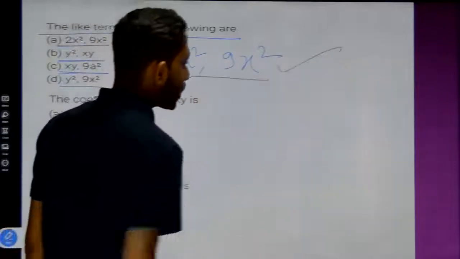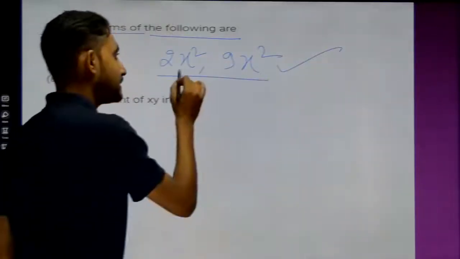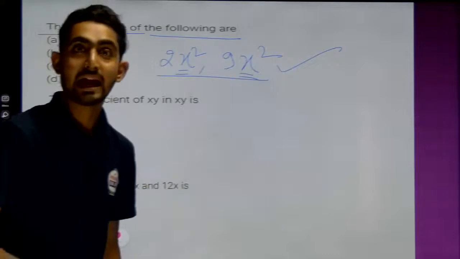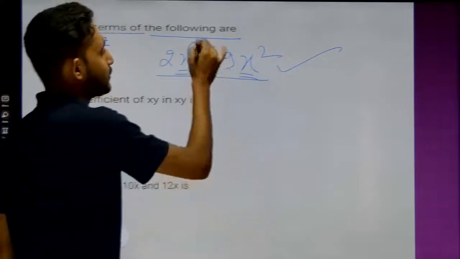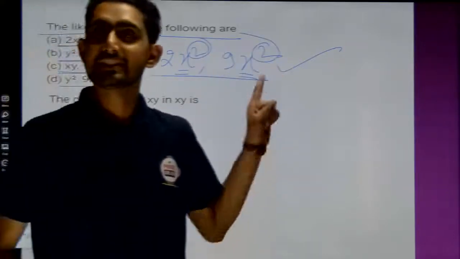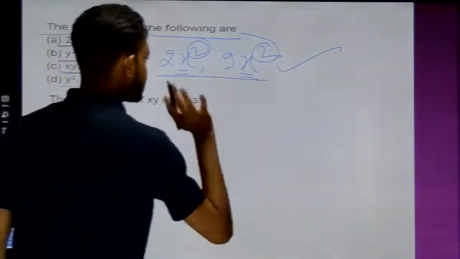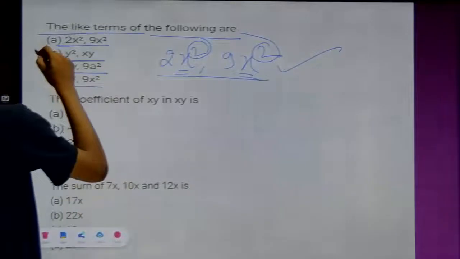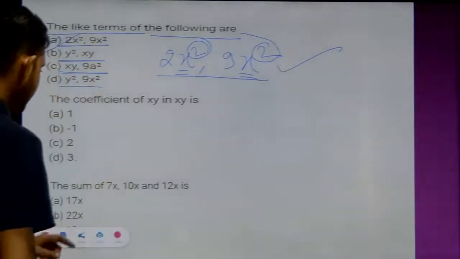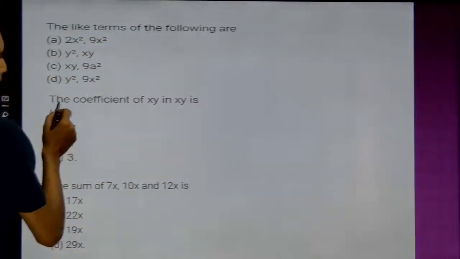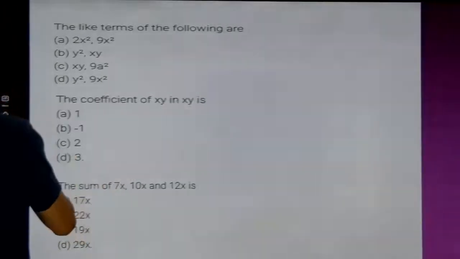Very good. Obviously we can say 2x square and 9x square. This is your correct answer because here the variables are equal and the powers of the variables are also equal. That's why we can say these are your like terms. Option number A is the correct answer.